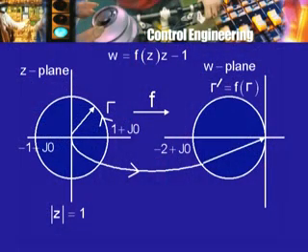Now, the contour gamma encircles the origin once, as we saw earlier. Of course, one can see it immediately. What about the contour gamma prime? Does it encircle the origin of the w plane?